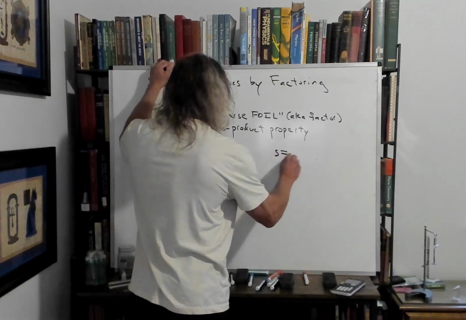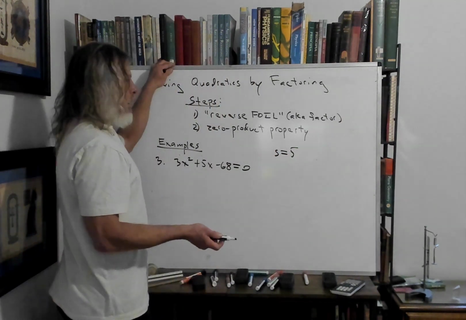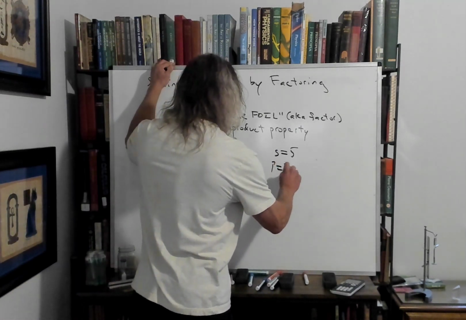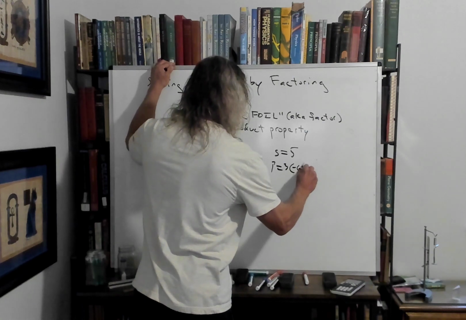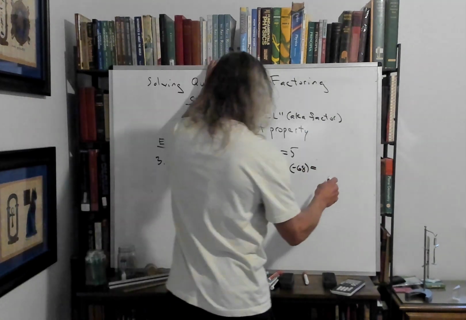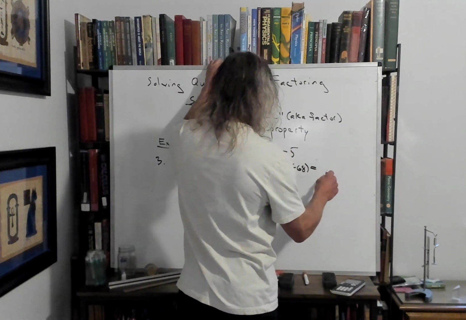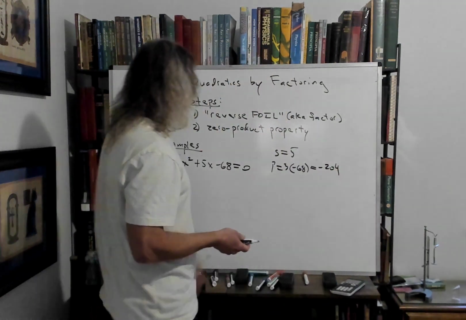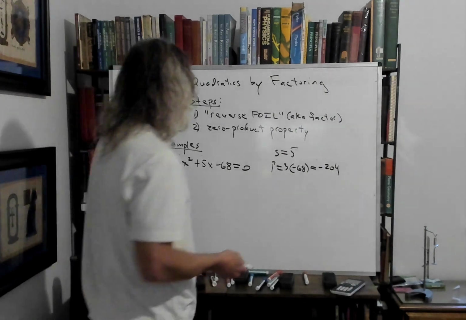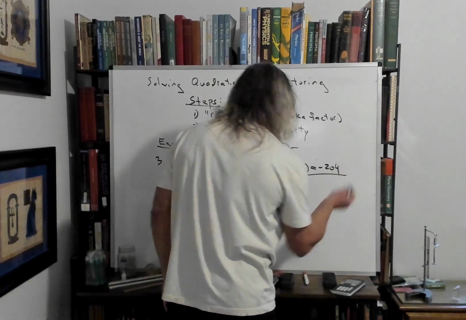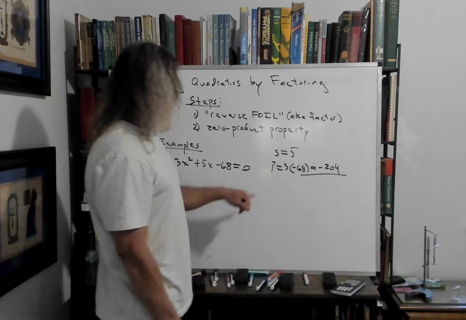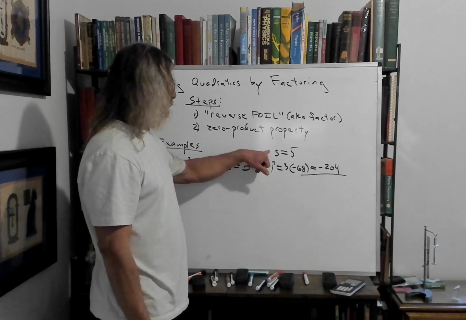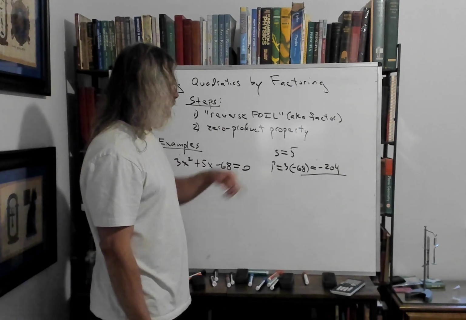Now, sum: we need things that add to 5. Product: 3 times negative 68 makes negative 204. Should be right, unless my math is wrong. Then we need things that multiply to make this and add to make this. Product is this, sum is 5.